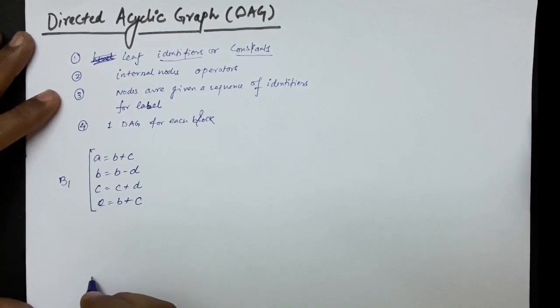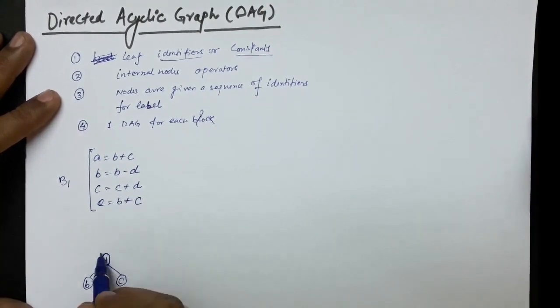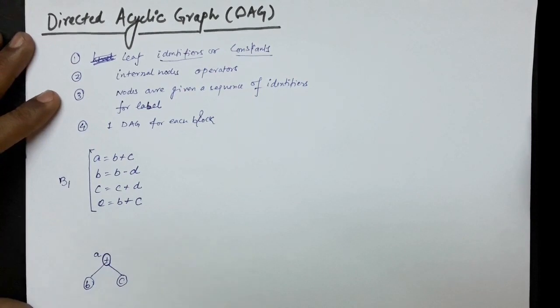For finding the directed acyclic graph, let's take the first expression. In A equals B plus C, B and C will be the identifiers and the plus operation is performed on them. Just as we used to construct the syntax tree or the expression tree, in a similar way we define that the B plus C operation has been performed and the result of the B plus C operation is saved in the variable A.